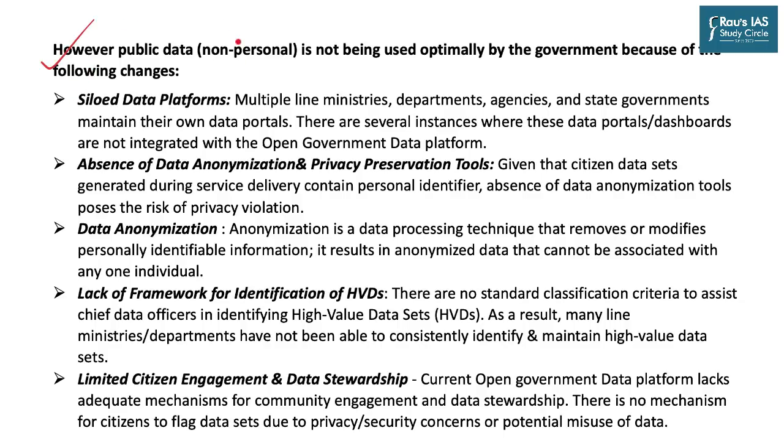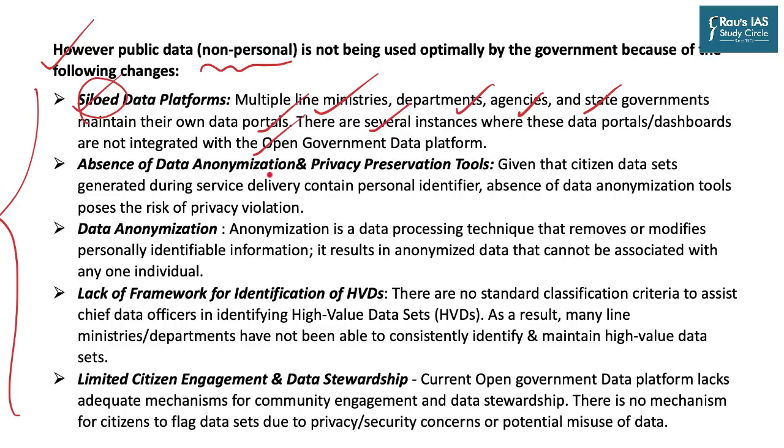However, public data, which is non-personal, which is devoid of all the personal information, is not being used optimally by the government. And there are very valid reasons for that. Because right now, what we do is that we practice siloed data platforms. Silo means to work independently. Multiple line ministries, departments, agencies, and state governments maintain their own data portals. So for example, water department is going to have their own data set, which would be very different from the data of road department. There are several instances where these data portal dashboards are not integrated with open government data platform.